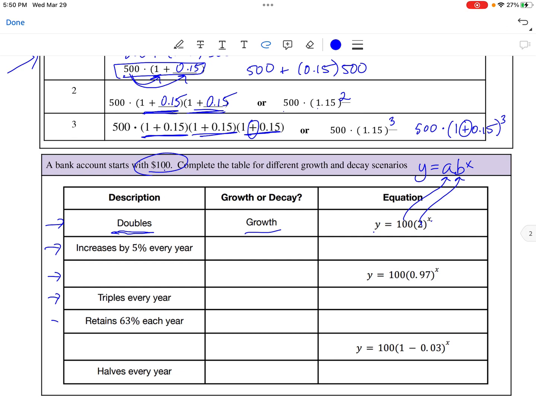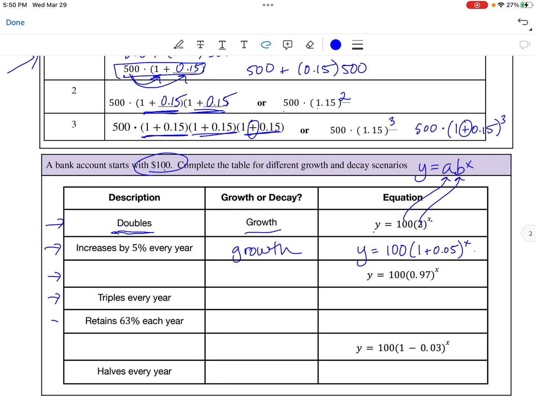So now let's do a different situation. The amount you have in your bank account increases by 5% every year. This would also be growth. And now we can write this equation, same initial amount, but our growth factor is it increases by 5%. And how we could write that is 1 plus that 5%, 0.15 to the x.